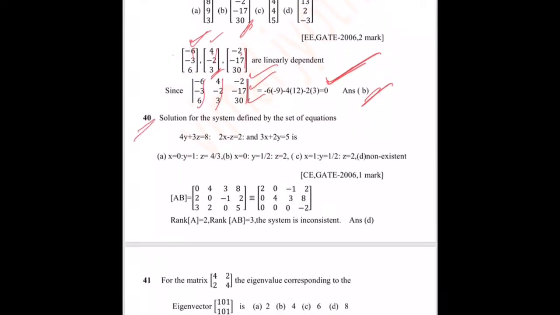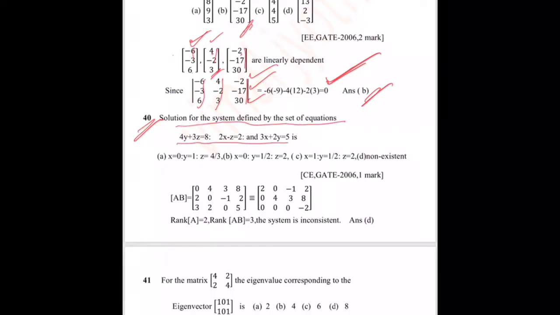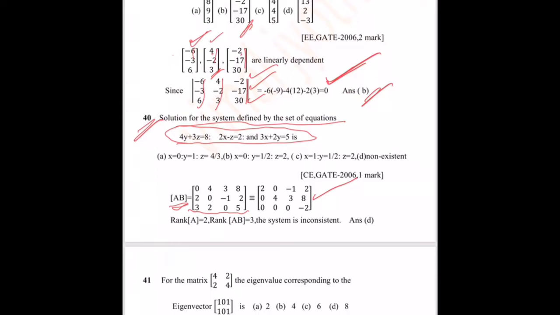Then problem number 40. Solution for the system defined by a set of equations. Then the augmented matrix AB is equal to this, which is reduced to row echelon form. This is the row echelon form of the augmented matrix AB.